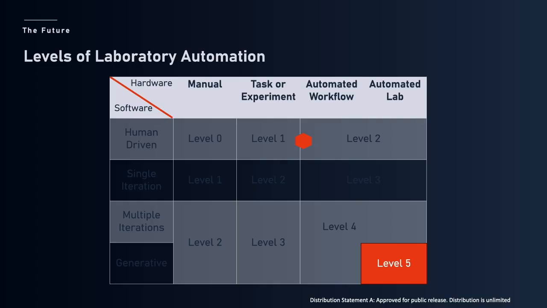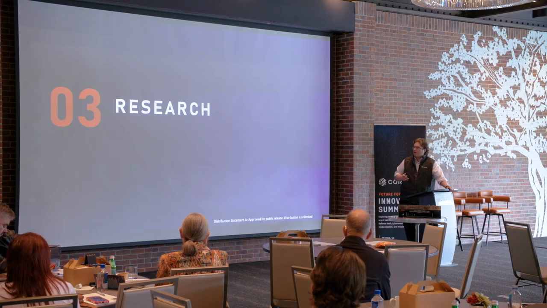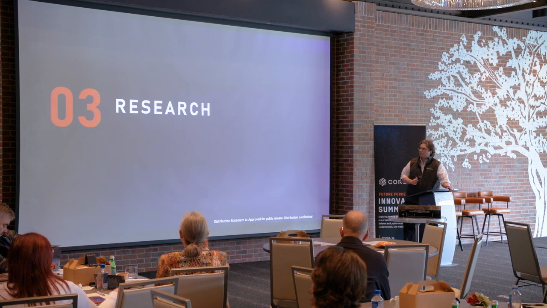So if we go back to our levels of automation, and we think about what automation we have in our lab right now, we are currently sitting at a level 1, level 2 automation lab. And every day we are moving further into level 2, automating more of our experimental workflow. So what are we using all this automation for? Let's take a look at some of the research.